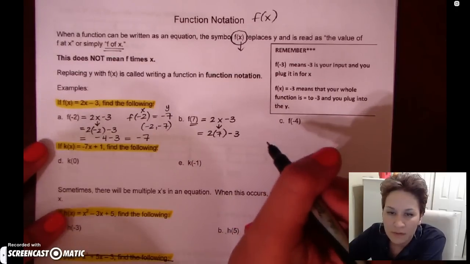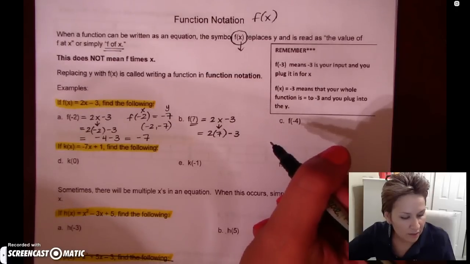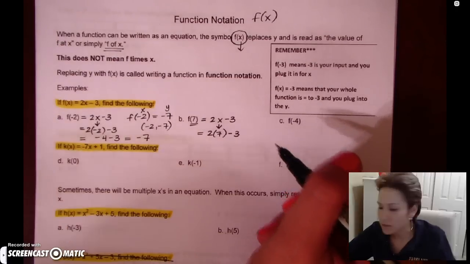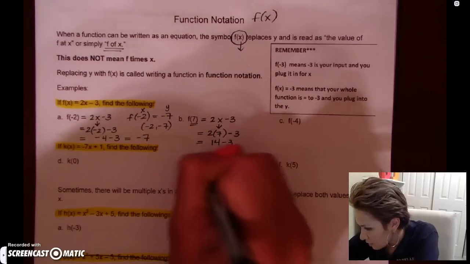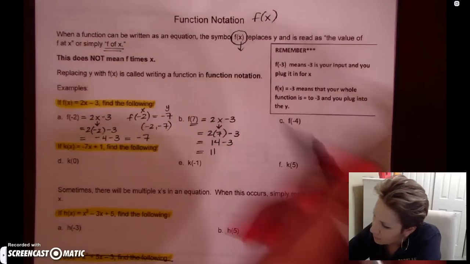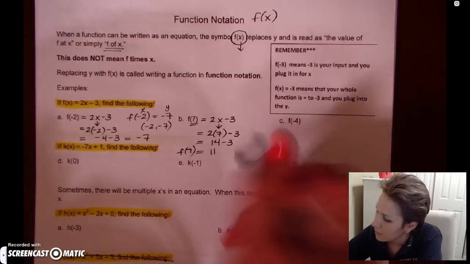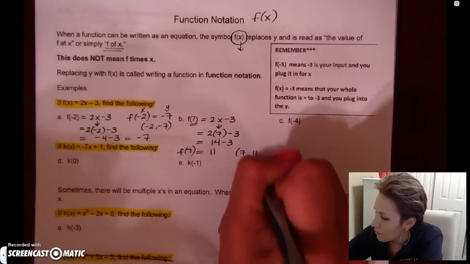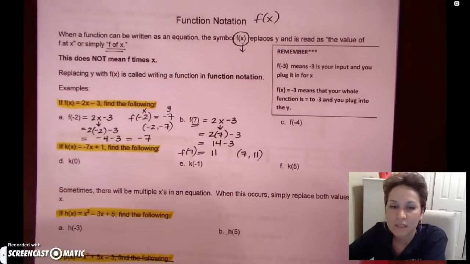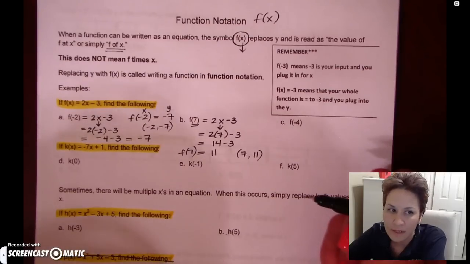What is 2 times 7? 14 minus 3 is 11. So that means that f of 7 is equal to 11. Or in other words, the ordered pair for this function is 7 and 11. The input is 7 and the output is 11.